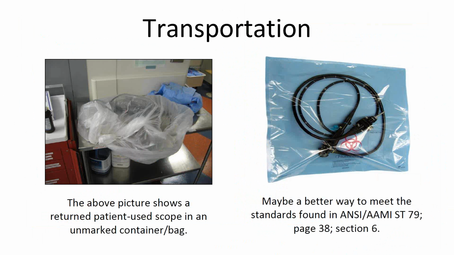Following with transportation, I have some pictures here of improper transportation. On the left, it's in an unmarked container or bag, so we really have no way of looking at it and knowing, is this clean, is this dirty, are we going to return this to reprocessing, is this ready for a patient? And then on the right, we see one that's labeled biohazard, and this represents a better way to label your endoscopes in accordance with ST91 recommendations. Next slide, please.